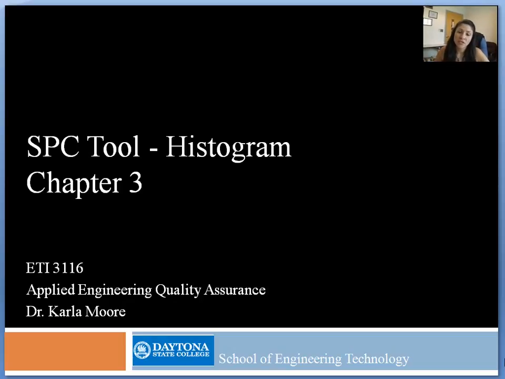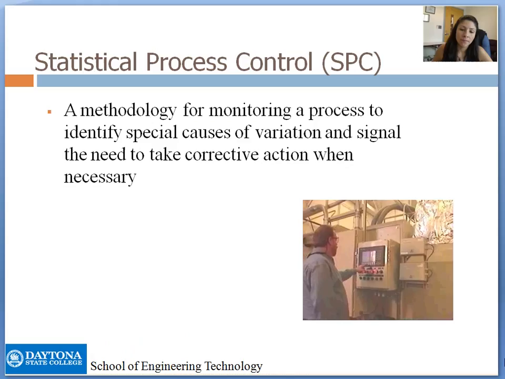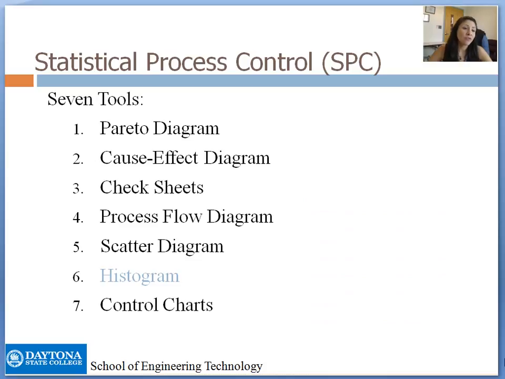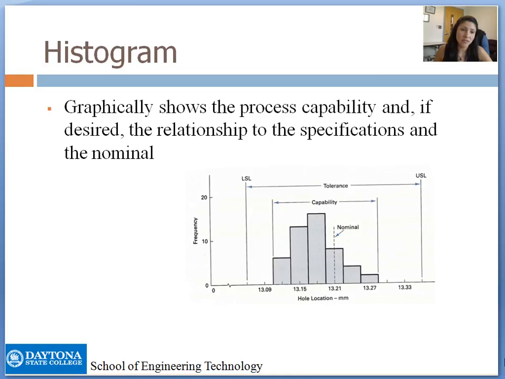SPC Tool Histogram, Chapter 3. The histogram is another of the SPC tools. This methodology helps us to monitor a process and to identify special causes of variation and signal the need to take corrective actions to eliminate them. The histogram is the 6th of the 7 tools of the SPC series.